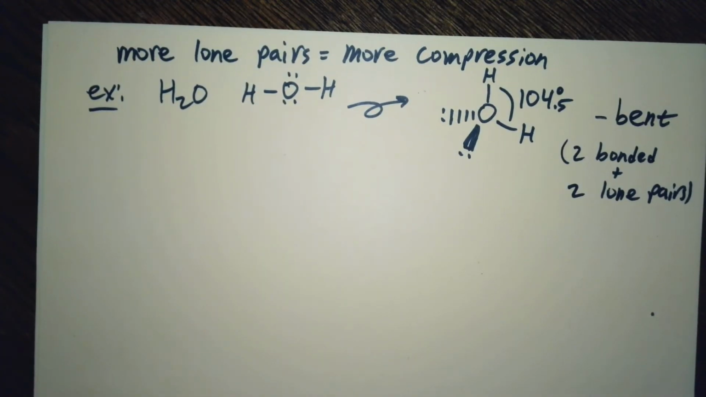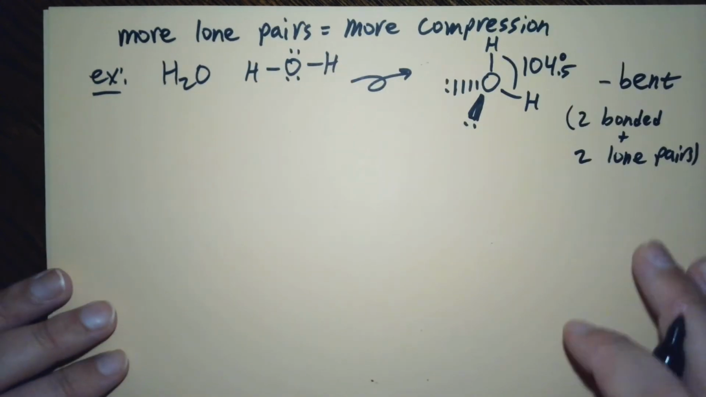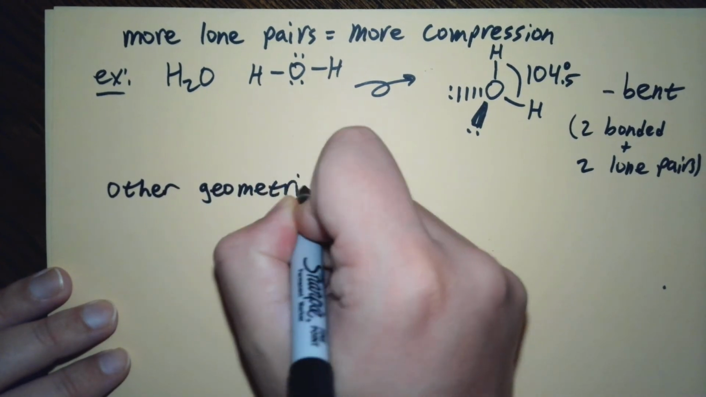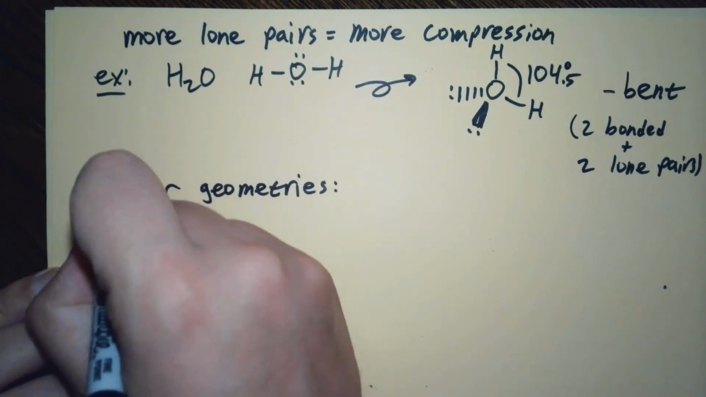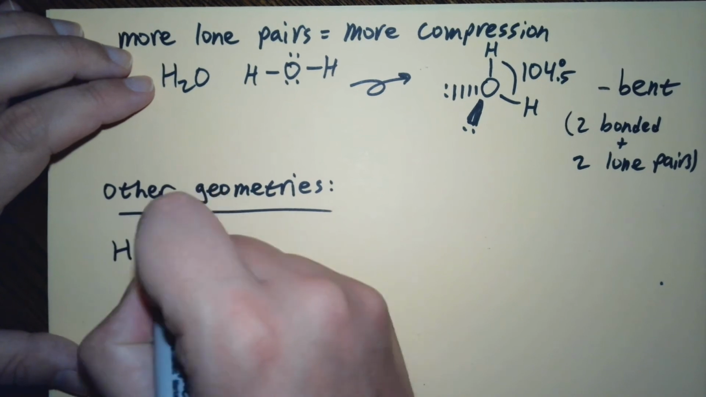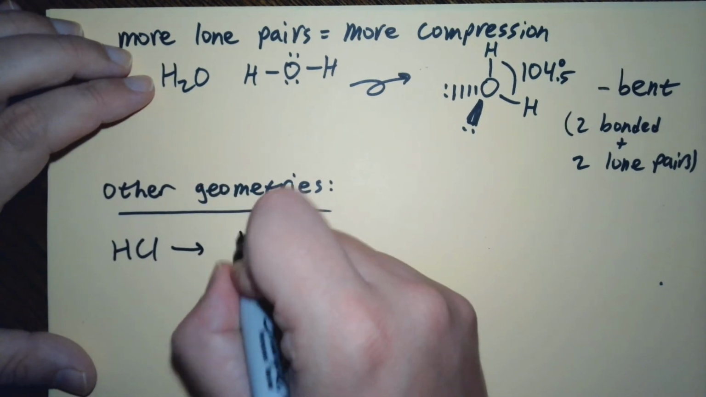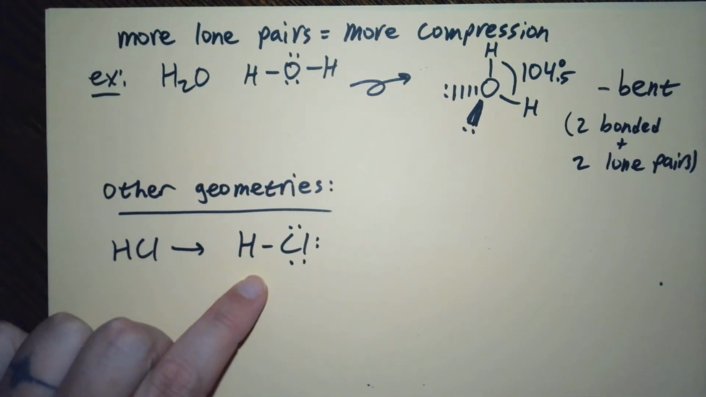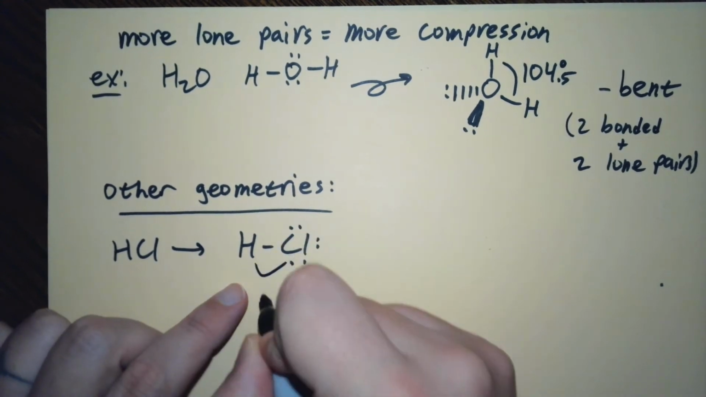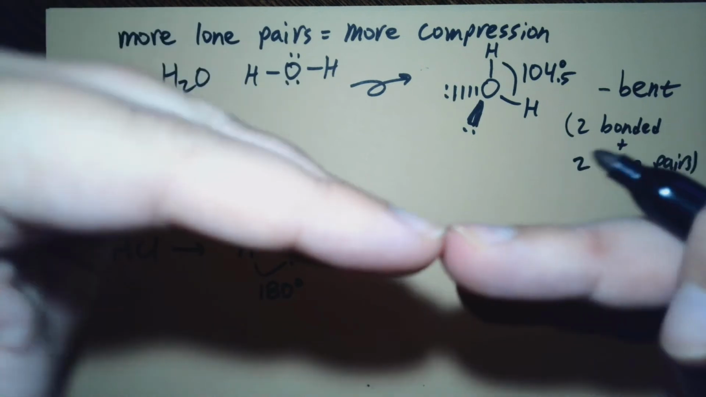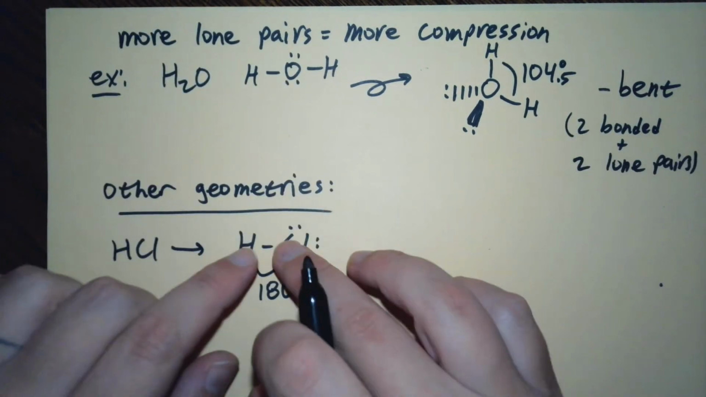So there's a couple other geometries to talk about. There's a few beyond these, but these are the only ones I expect you to know right now. You've got something like HCl. I'm not even going to draw the 3D representation. It's going to be 180 degrees, right? Like you can't bend the bond itself. The bond is going to be like a straight line in space, and so it's just going to be flat.